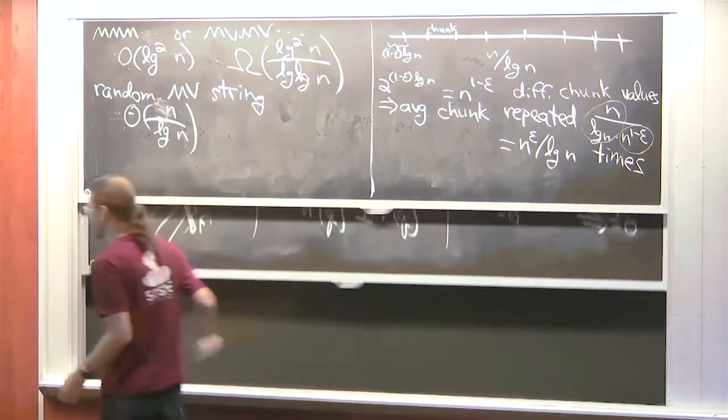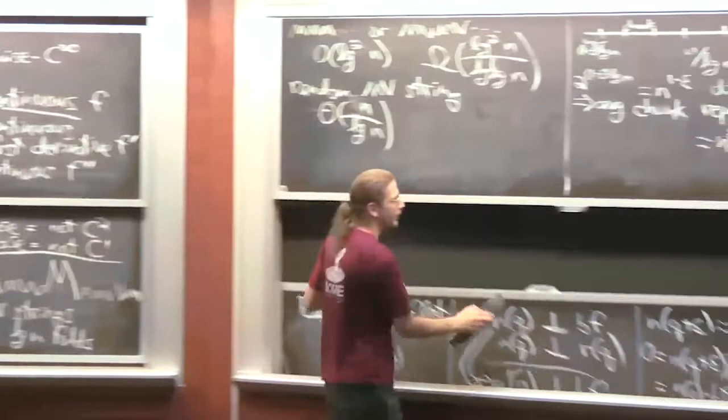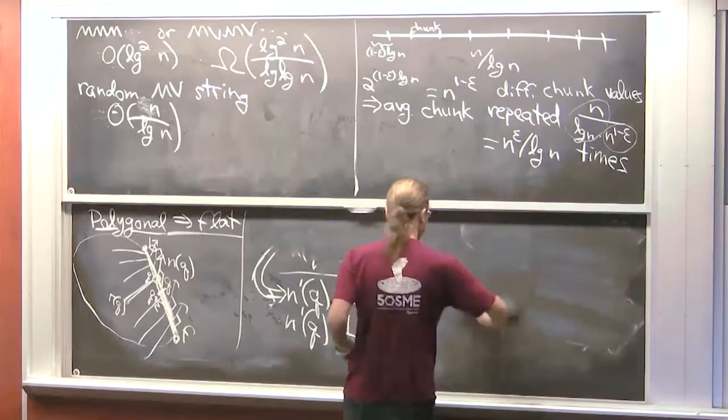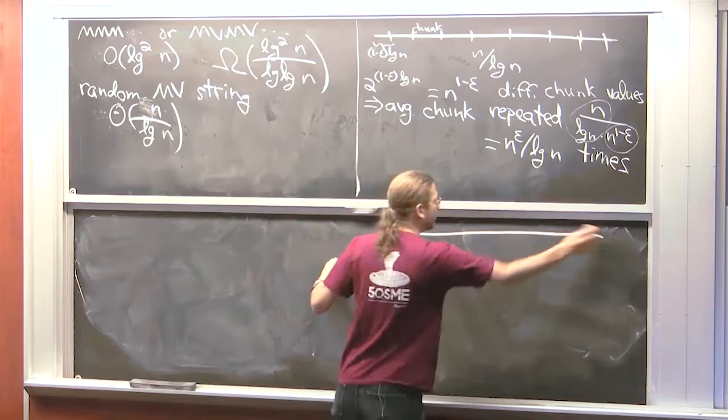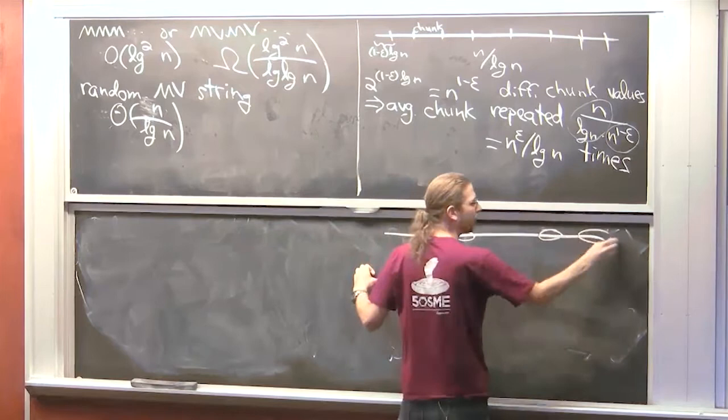So if I look at one of these chunks and all of its repetitions, I would like to fold them all somehow more efficiently. And there's one key idea in this paper on how to do that. So here's my strip. Maybe here's one instance of the chunk, here's another one. They can be kind of spaced out arbitrarily.